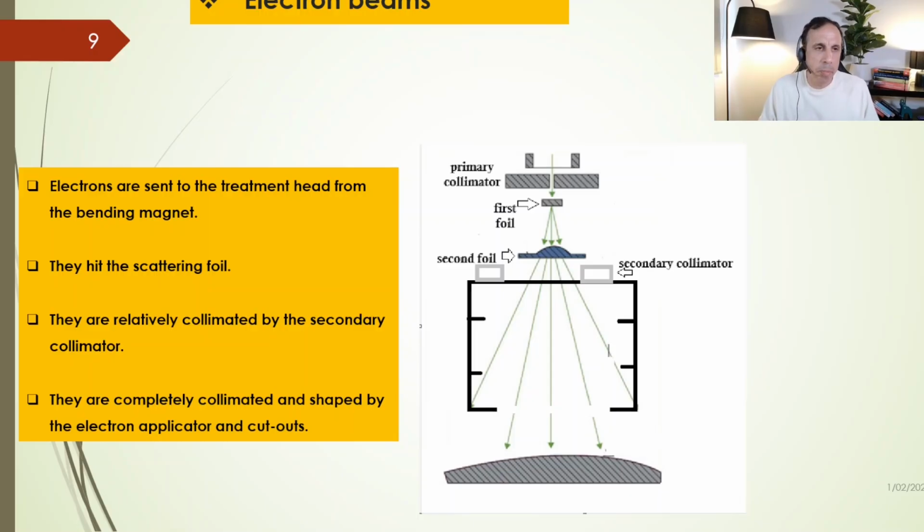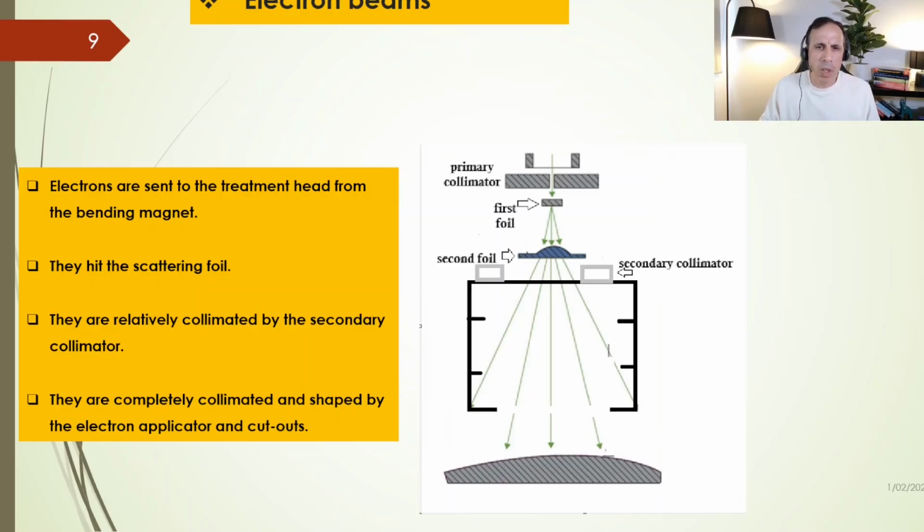In here, I tried to talk about the treatment head, which is another important section that we should mention here in our talk. In this picture, you can see the electron and how the electrons coming from the bending magnet are collimated or hit by several other components. It shows the pathway of the electron through the treatment head.